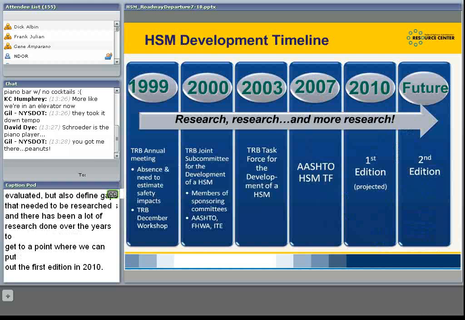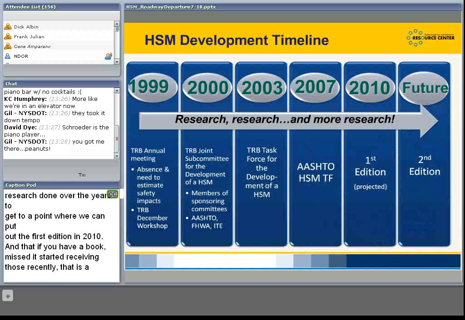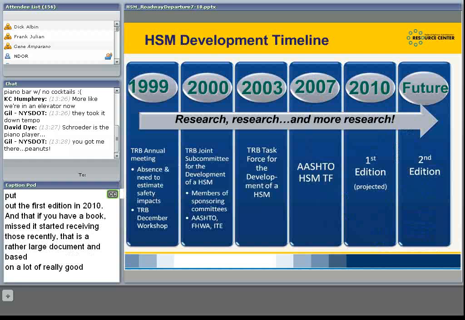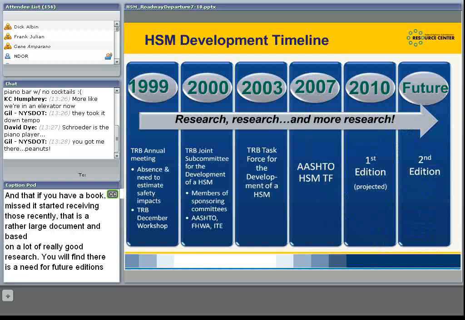If you have a book, as many states have started receiving those recently, you'll see that it's a rather large document and it's based on a lot of really good research. Yet you'll find that there's a need for future editions because there are some gaps still lacking.